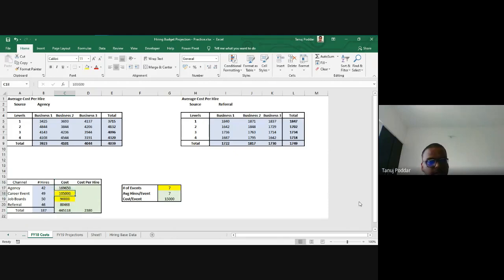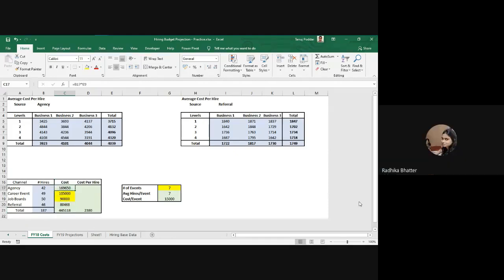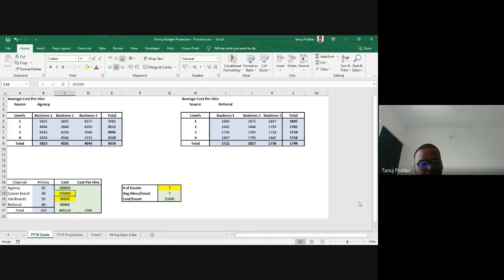Now, basically, Sir, how did you calculate the career event and job boards cost? The ones in yellow? Yeah. So this is not exactly calculated. It is just an input field, right?